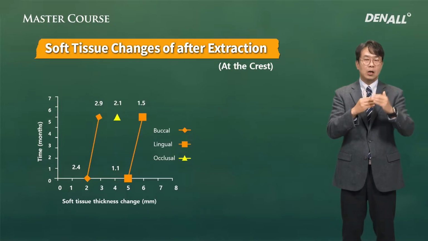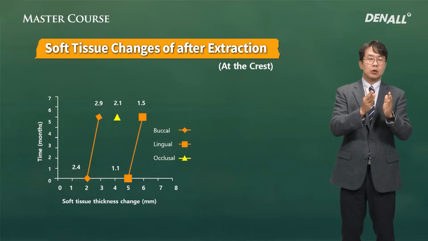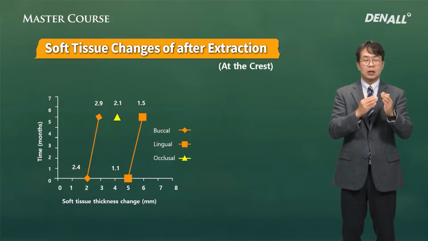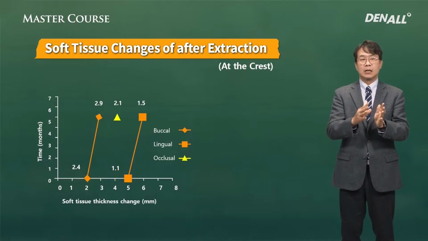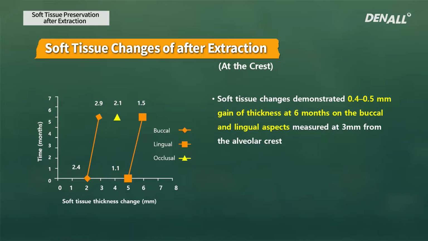shows some differences. In terms of soft tissue thickness, it was 2.4 millimeters labially and 1 millimeter lingually, but 6 months after extraction, they increased about 0.5 millimeter, so the thickness increased. After extraction, the thickness increased. That means after opening a flap, 0.5 millimeter of bone loss occurs. Soft tissue is compensating for the bone loss.